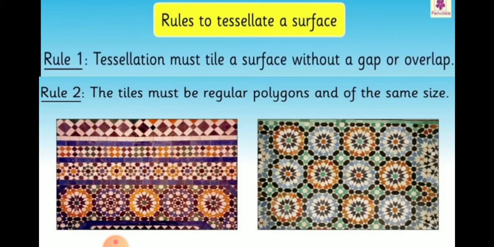Rule 2. The tiles must be regular polygons and of the same size. This is very important that whenever you have to tessellate any given area, you will tessellate it with pieces or 2D figures that should be of equal size and regular polygons.